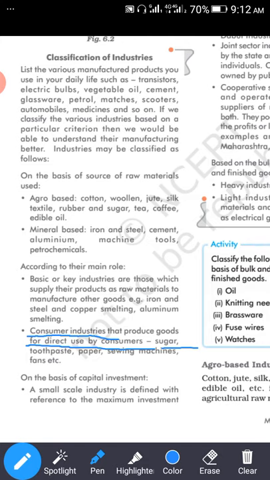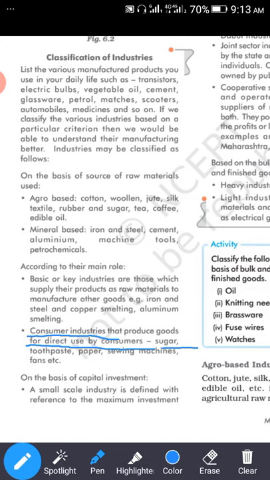If the industry produces chocolate, it is the first choice of the children. Sometimes I also like to eat chocolates. So it is very good that the consumers directly consume the product from the industry. That industry is known as the consumer industry.